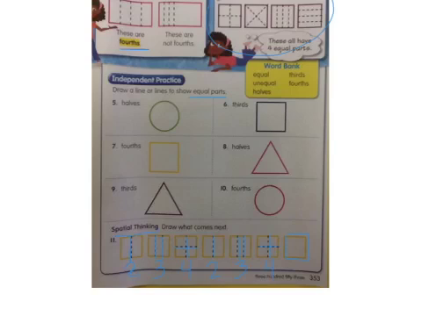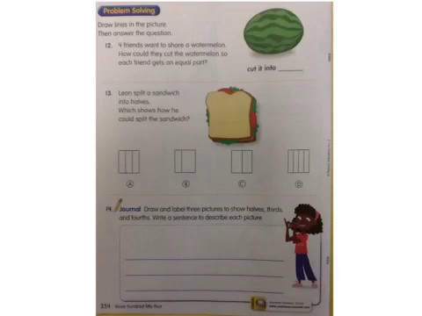All right, moving on to the back. On the back, on number 12, it says, draw lines in this picture, then answer the question. 4 friends want to share a watermelon. How could they cut the watermelon so each friend gets an equal part? So here's your watermelon. Where are you going to slice that watermelon to give each friend an equal part? Okay. What are you going to cut it into? Halves, thirds, fourths? You will have to draw the lines and then put right here how many pieces you cut it into.